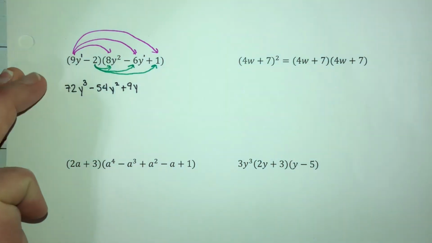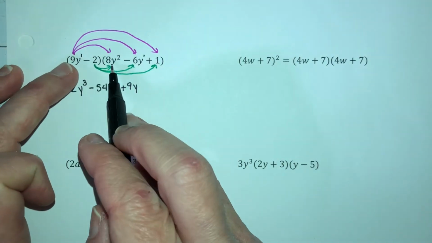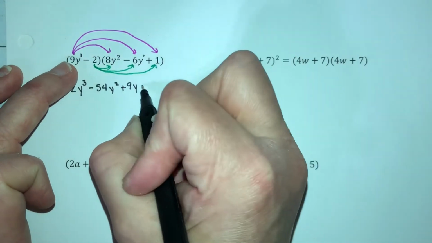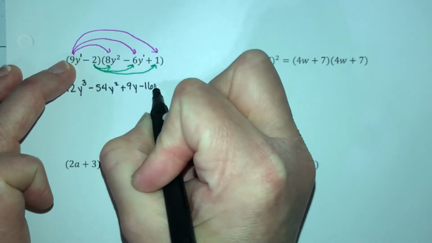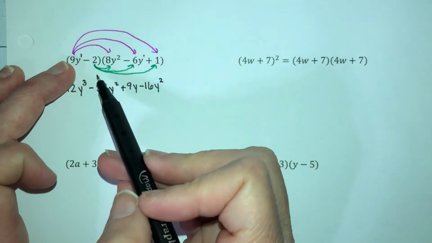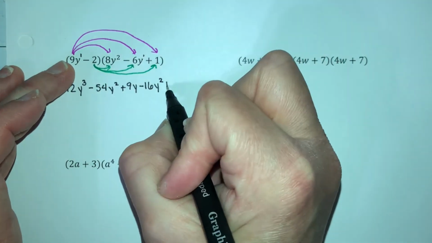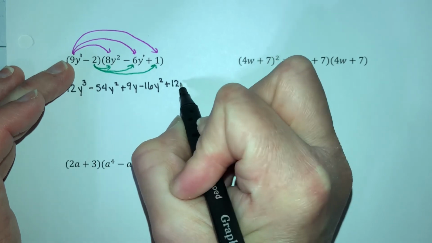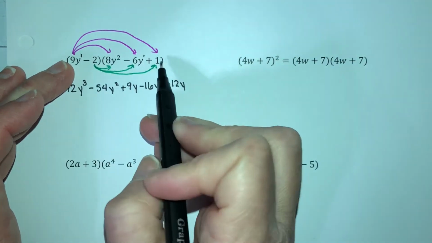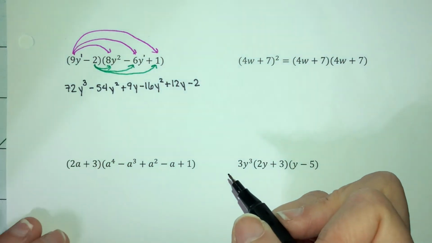Okay. Now come back and do the negative 2. Negative 2 times 8y squared is going to be minus 16y squared. Negative 2 times negative 6 is positive 12y. And the negative 2 times 1 would be minus 2. Okay.